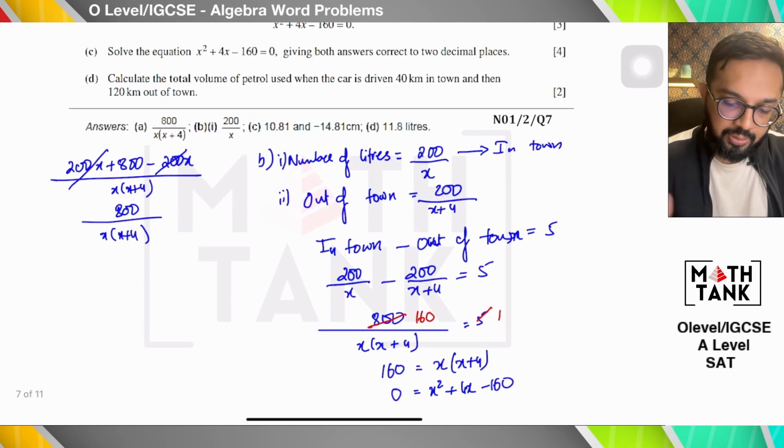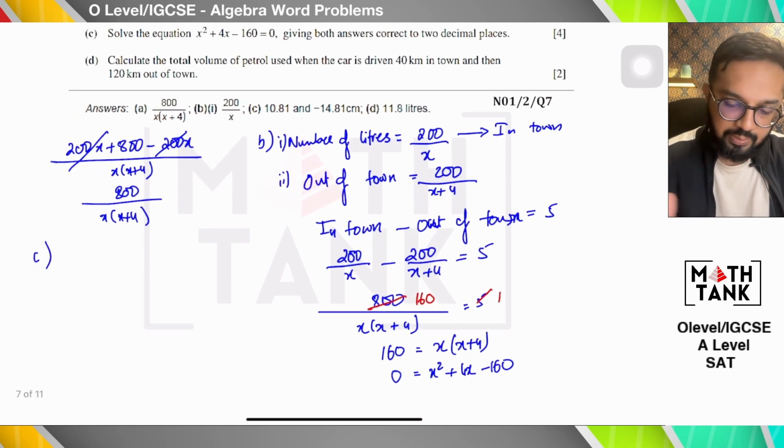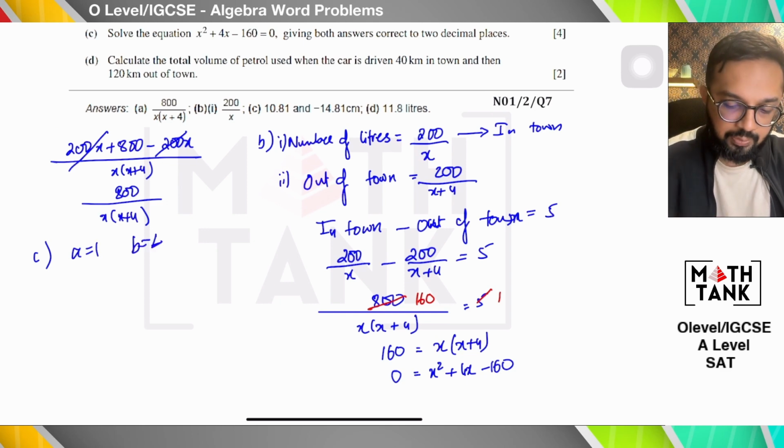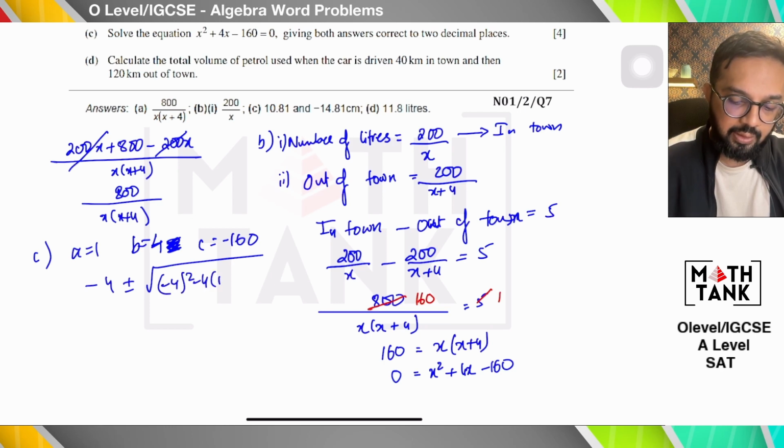Okay. Then in part C, I have to solve this equation. I think that's simple to solve. A is 1, B is 4, C is minus 160. So minus b plus or minus root of b squared minus 4ac, over 2a.